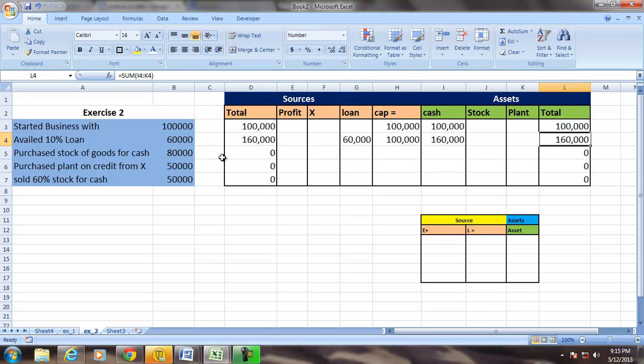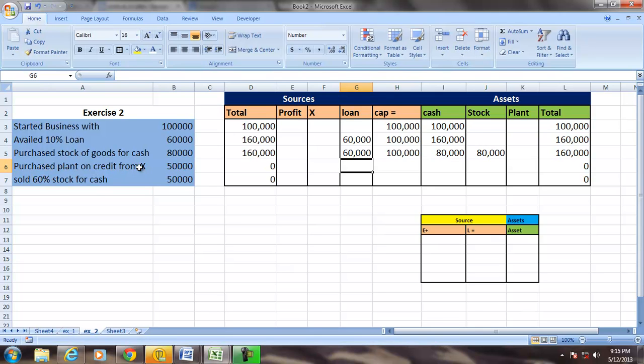Purchase stock of goods for 80,000, inventory 80,000, and no change in cash. No, cash will reduce because it is for cash. No change in the capital, no change in the loan. So the totals of the assets and the total of the sources remain same, but the composition of the assets has changed where the cash has been converted to stock.